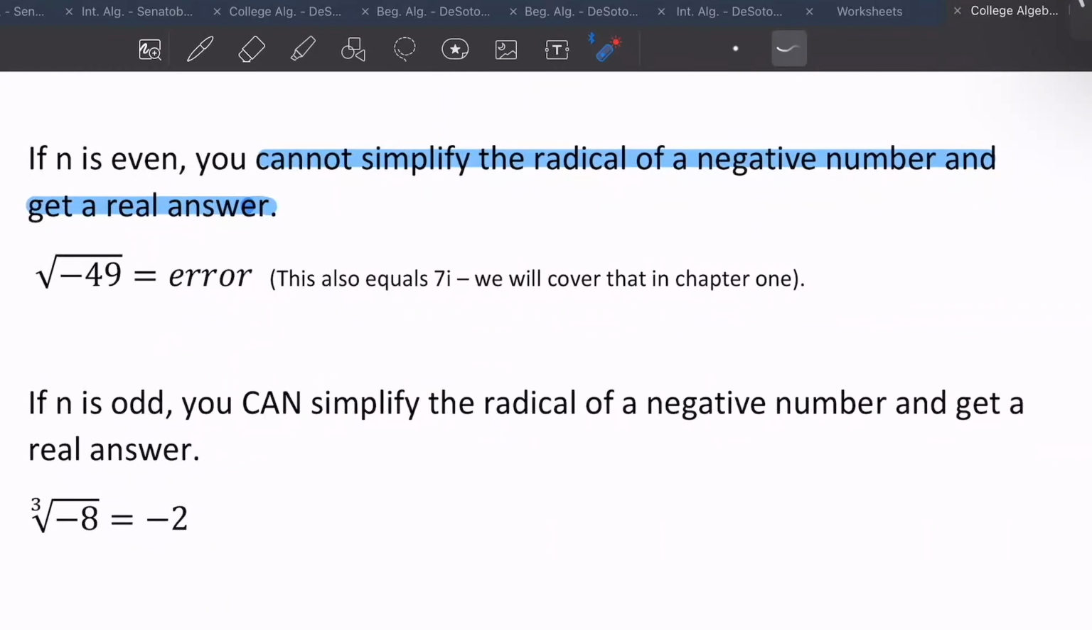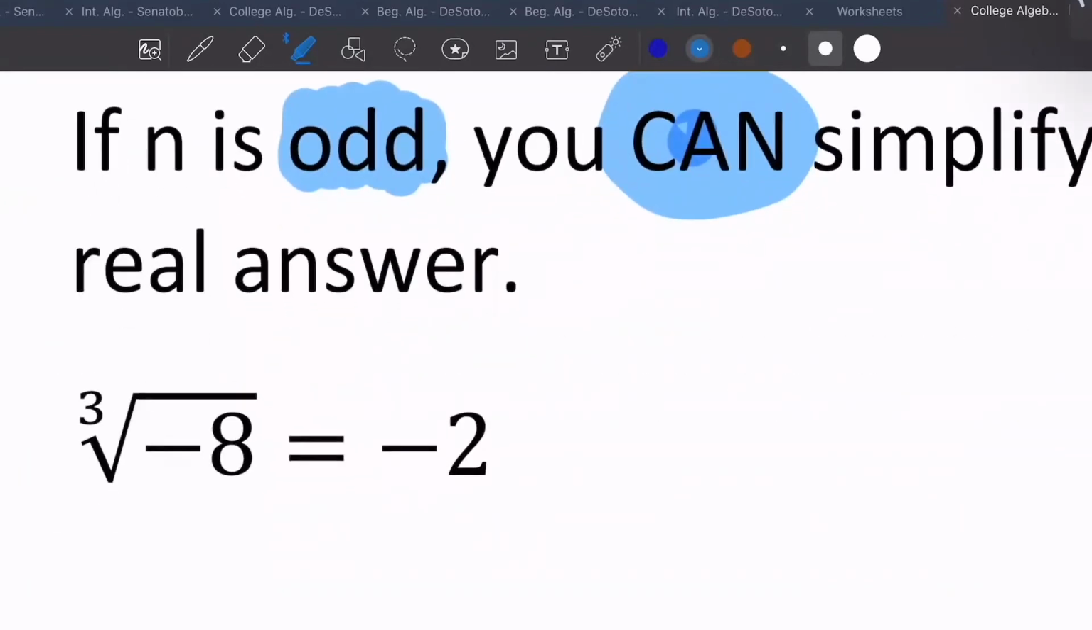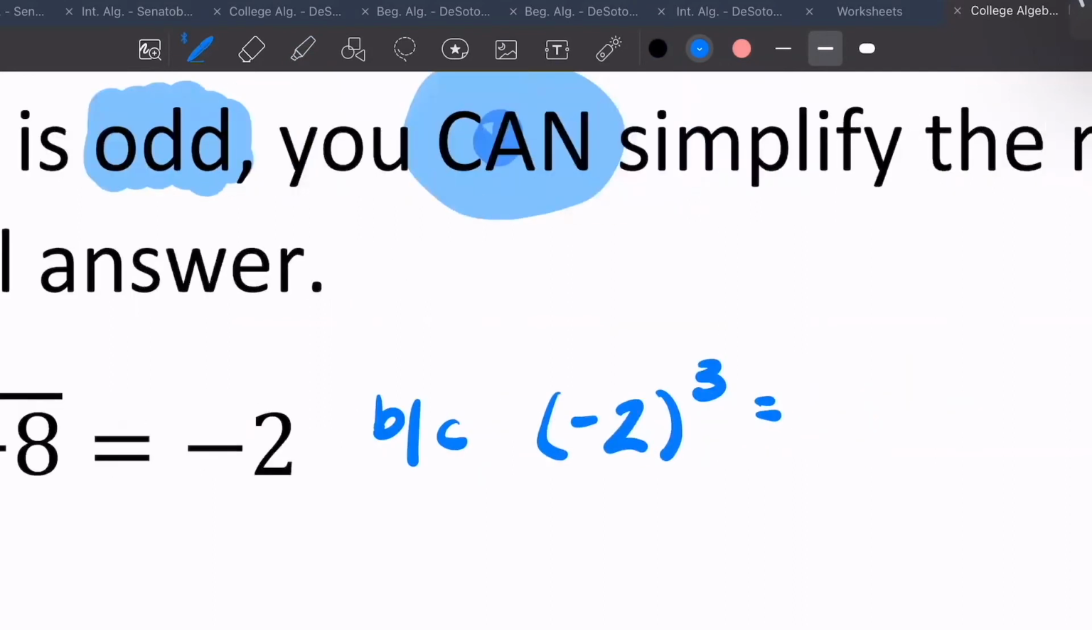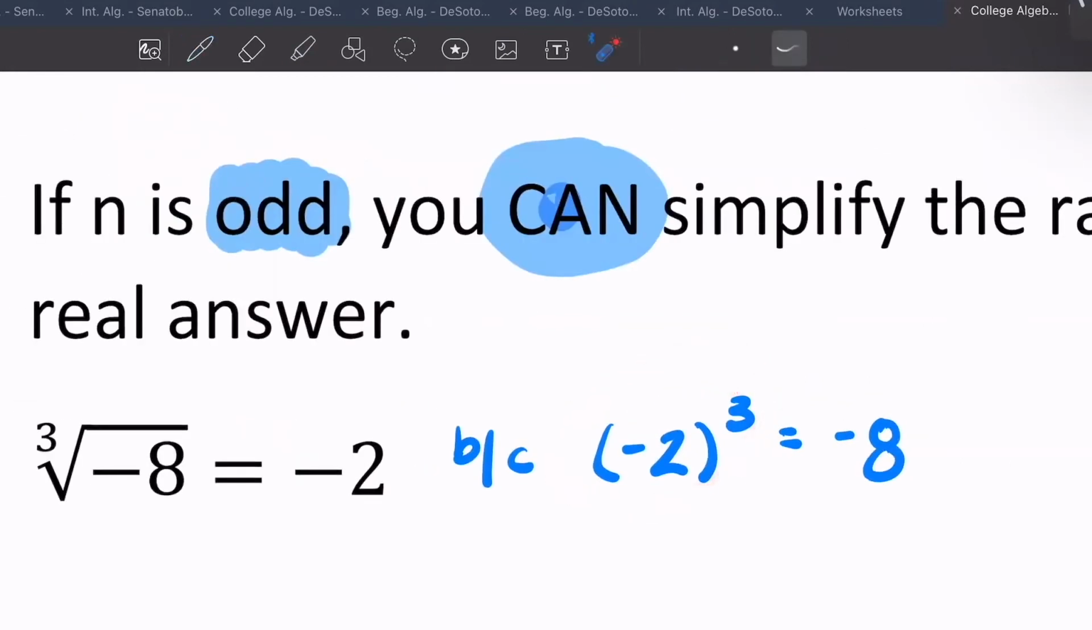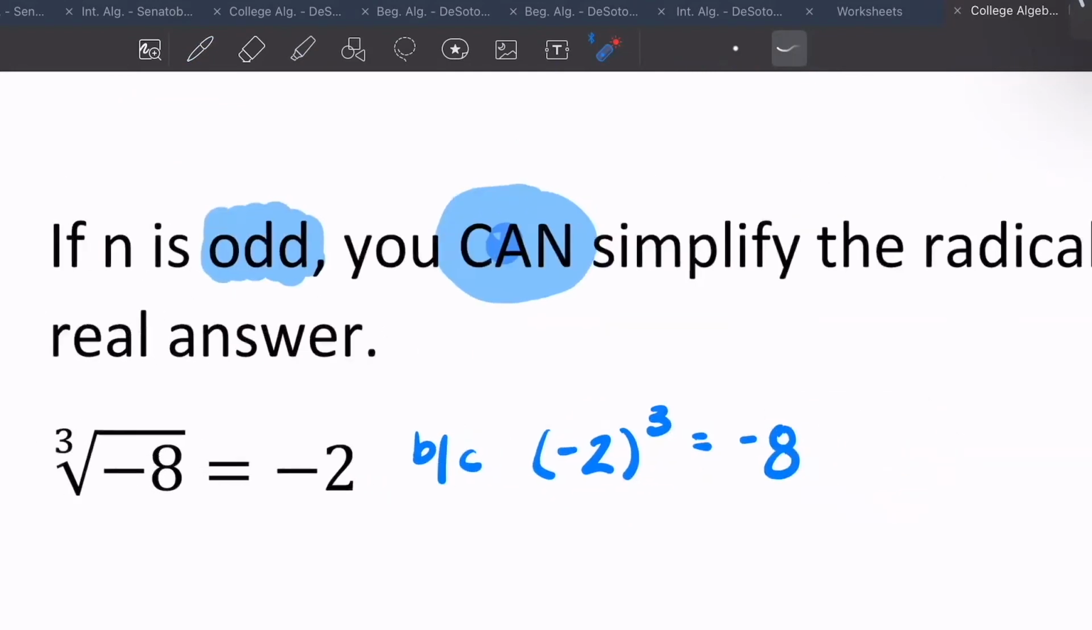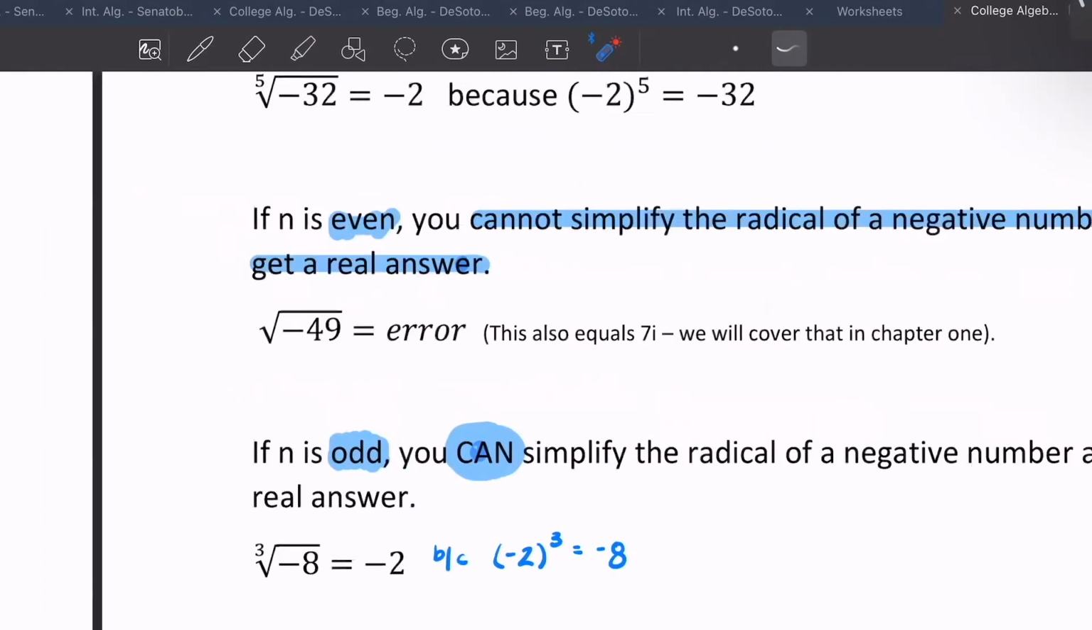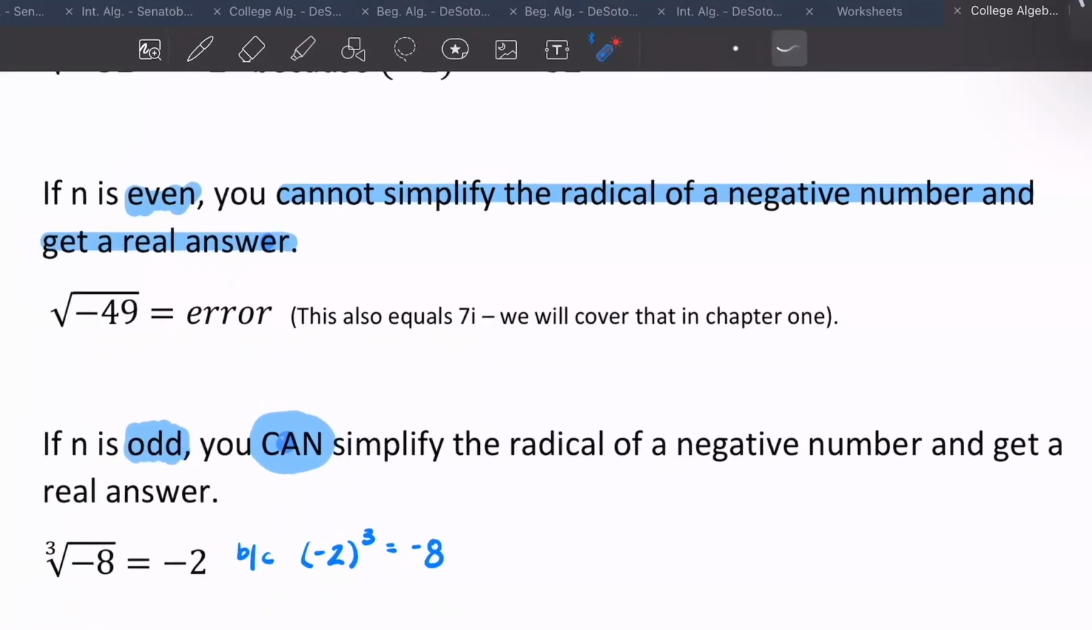But if n is odd, we had even here. If n is odd, you can simplify the radical of a negative number and get a real answer. So we have the cubed root of -8. Well, that gives us -2 because -2 cubed is -8. And if you typed this into your calculator, you would get -2. So if you have an odd root, you're okay. If you have an even root, you're not. That's an error. All right.